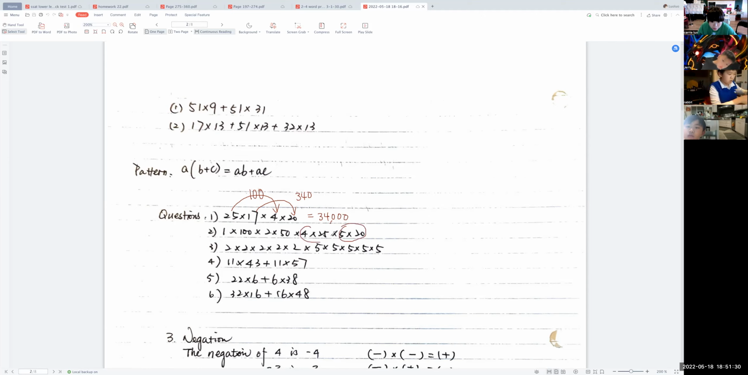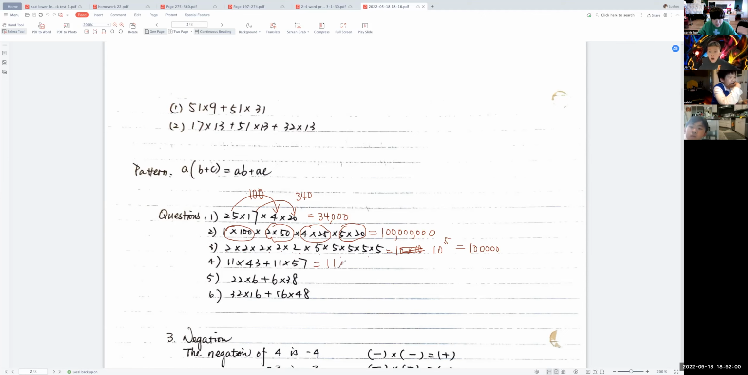100, 100, 100, 100. So 4 100s times together is 100000000. So there are 8 zeros. So 100 million is the answer. Next one, we have 5 twos times 5 fives. So it's 10 times 10, so 10 to the power 5 equals 100000.